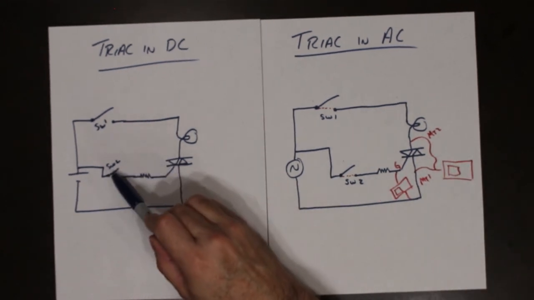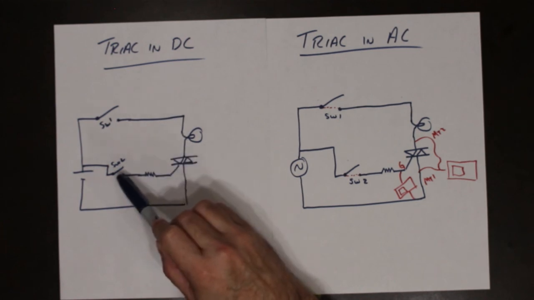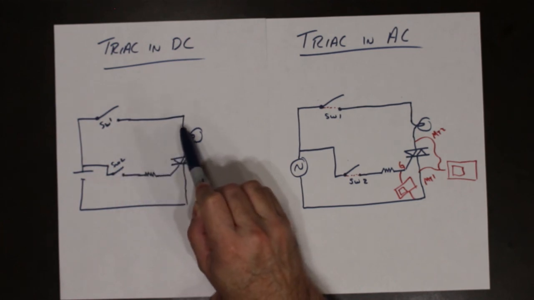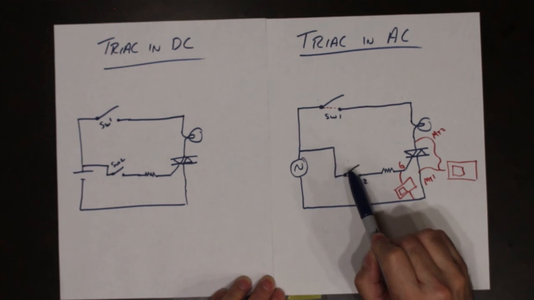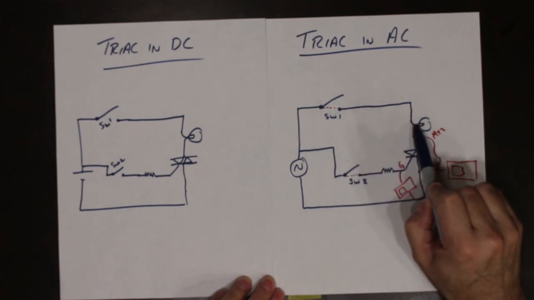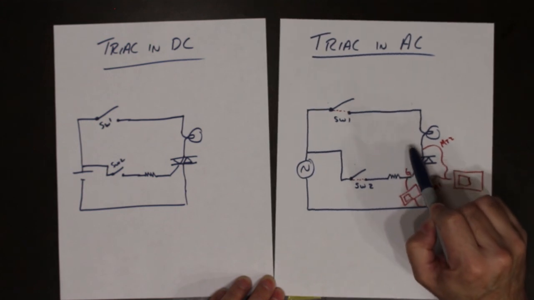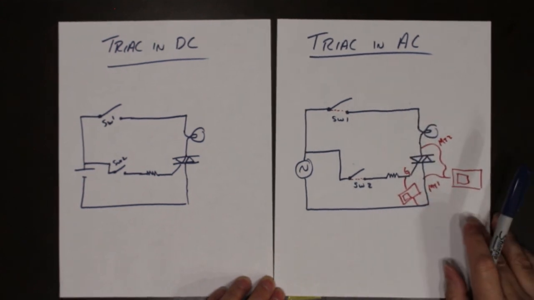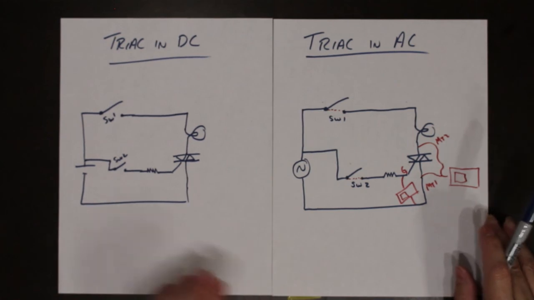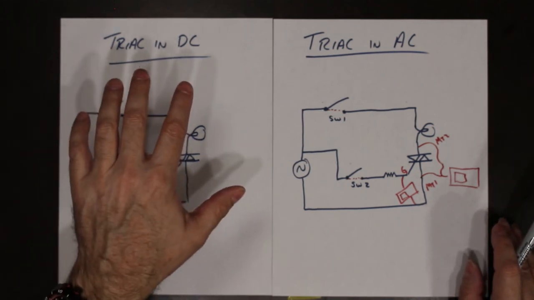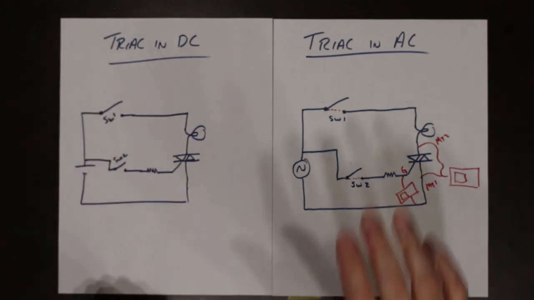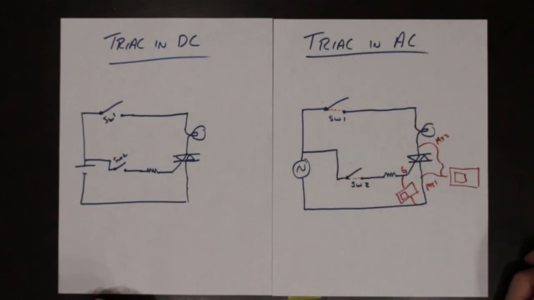So here, I open the gate, the light bulb remains. Here I open the gate, the light bulb will shut down as the waveform crosses 0 the next time. And that's the difference between a thyristor in the DC world and a thyristor in the AC world.